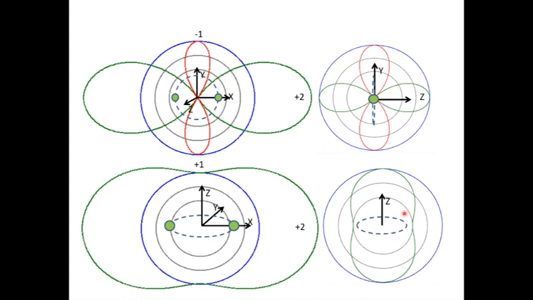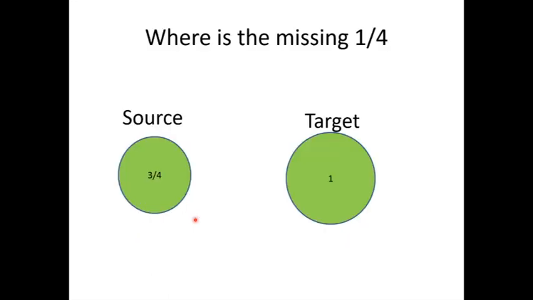Next, if we average over the entire sphere, not just one rotation, we get a net force of 3/4 of the Coulomb force. So when we average the force from the source, we get 3/4 of the Coulomb force. And remember what we said before, the target orientation does not matter, so the target always looks like a charge of 1. So the question is, what happened to the missing 1/4 on the source?